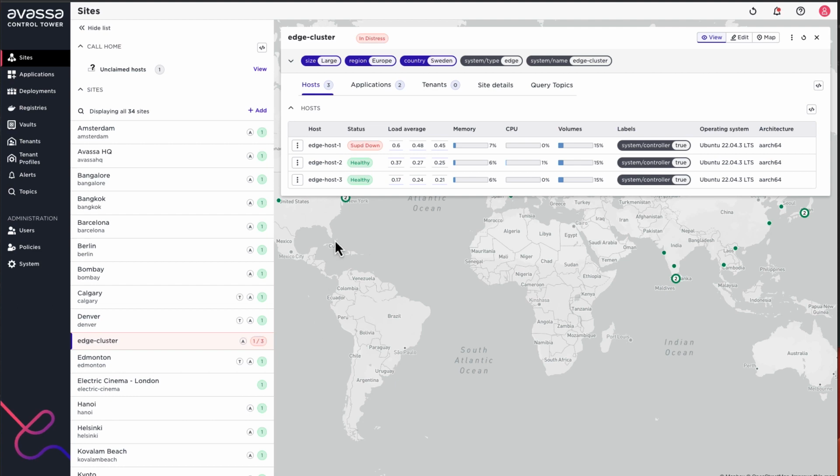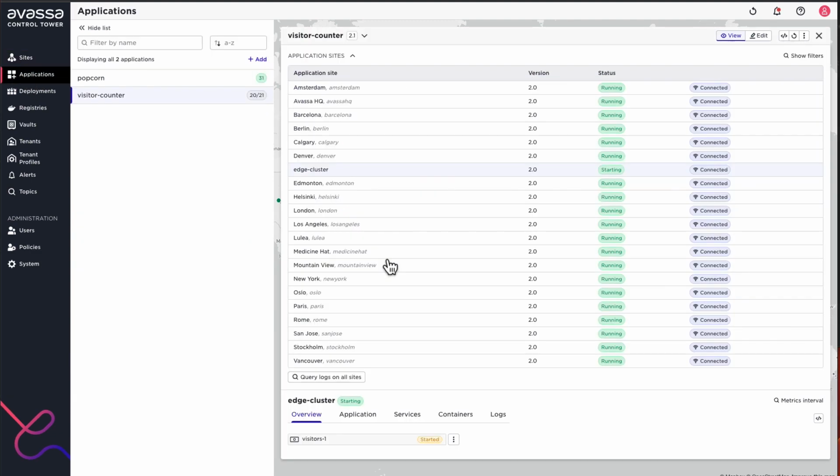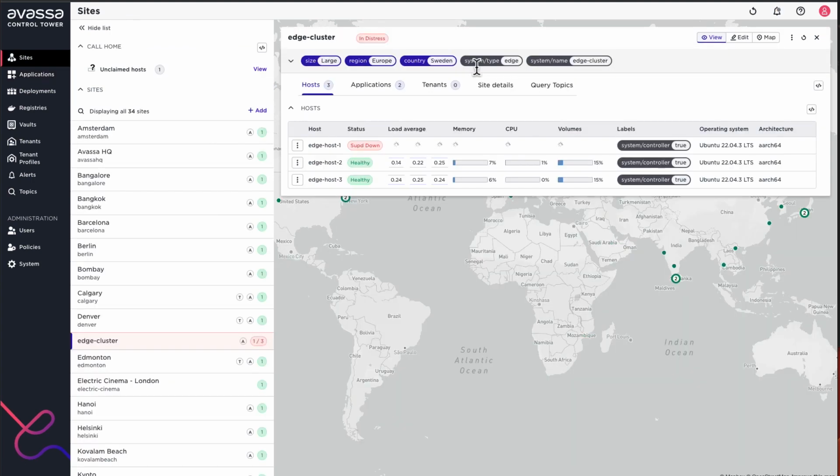So we can see that the host is down. We can see that the site has an issue, that one of the hosts is down, propagated all the way to my site list. If I go back to the application, we can see that currently it's running on 20 out of 21 sites because it's being rescheduled. It's starting on that site, and now everything is green and the application availability is restored.